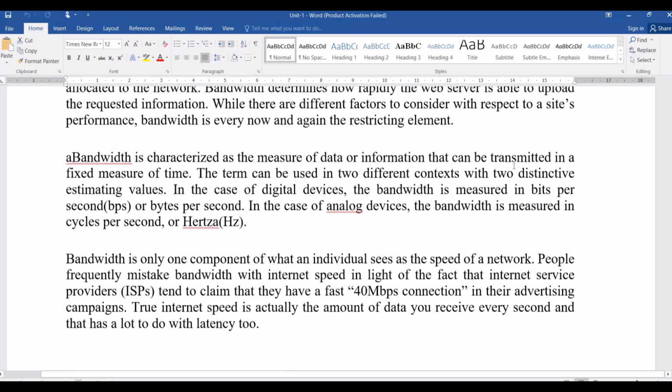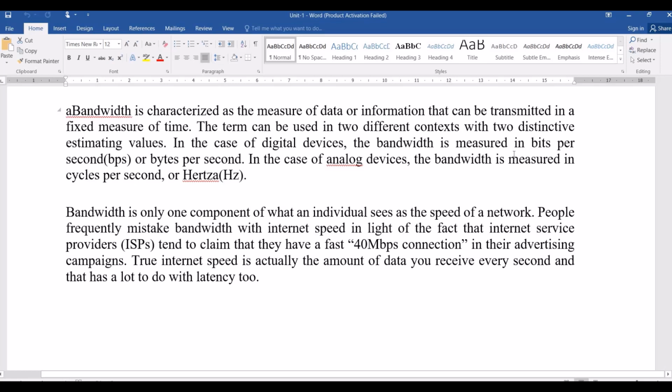Bandwidth is only one component of what an individual calls the speed of the network. People frequently mistake bandwidth for internet speed because internet service providers claim they have fast 400 Mbps connections in their advertising campaigns. True internet speed is actually the amount of data you receive every second and has a lot to do with latency too. Now it's very clear.